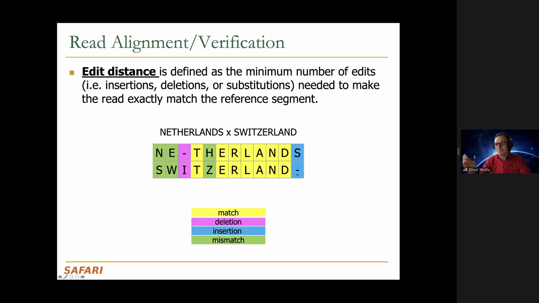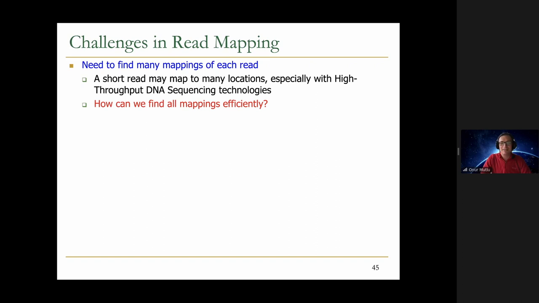So okay, what are the key challenges in read mapping? First of all, to be able to not miss anything, we need to find many mappings of each read. We need to be comprehensive, basically. A short read may map to many locations, especially with high throughput DNA sequencing technologies. The key question is, how can we find all mappings comprehensively, efficiently?